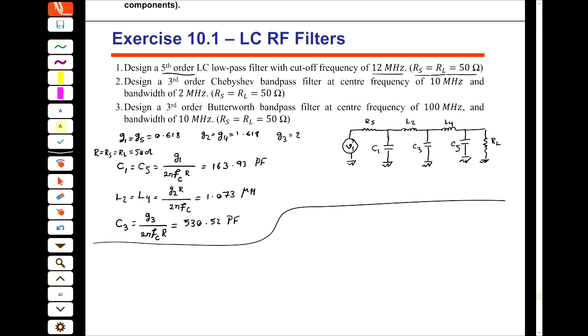In the second one, it says to design a third order Chebyshev bandpass at the center frequency of 10 megahertz and a bandwidth of 2 megahertz. So it is mentioned that it should be third order, but it doesn't mention the ripple. I think the ripple is missing, and the ripple is 1 dB. Ripple better than 1 dB.